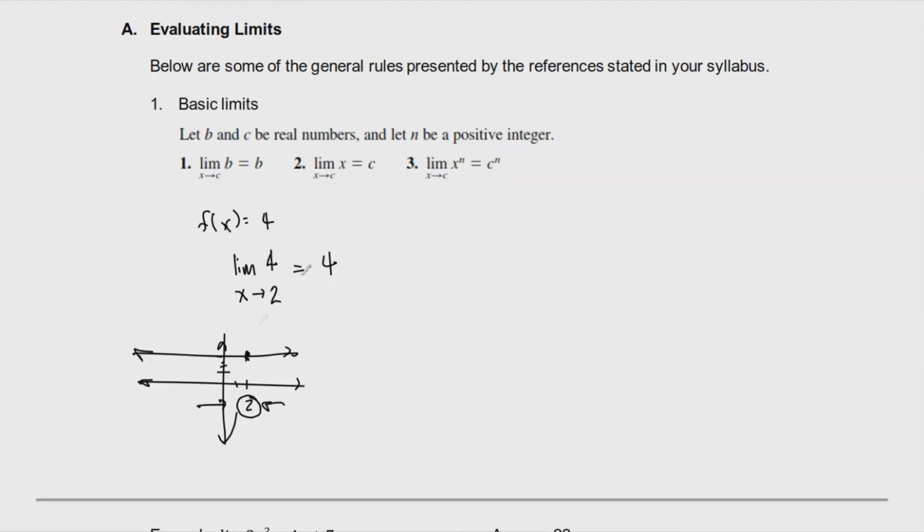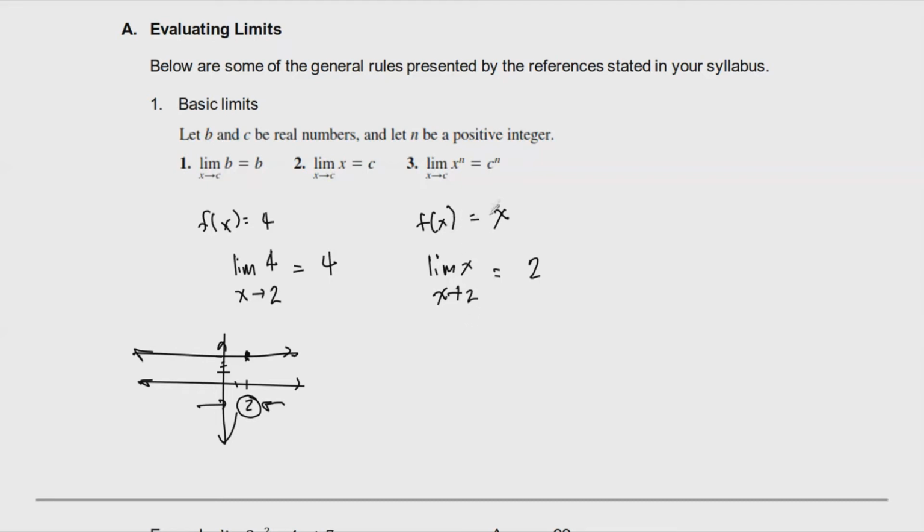That makes perfect sense, and it is also the same for the function x. For example, if I have the limit of x as x approaches 2, that makes perfect sense, because we just substitute this value into our limit, and that is equal to 2.